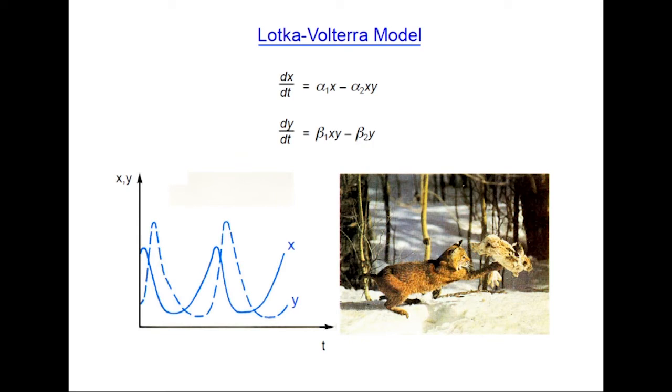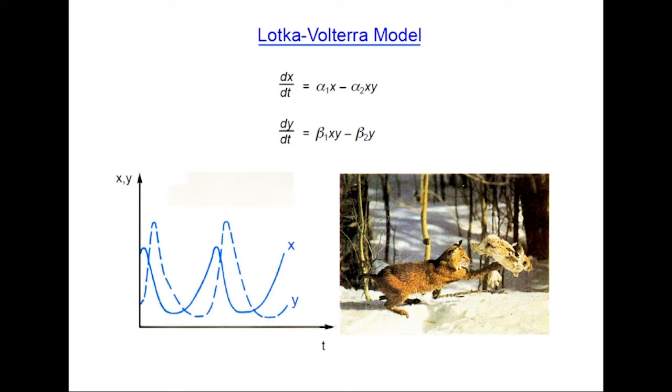And the solution of these equations under certain conditions shows indeed this oscillatory behavior as we have seen. So the concentration of the hares, the full line, and the concentration of the lynxes, the dotted line. This is a solution to the problem. And this is why this area is sometimes called nonlinear dynamics. These are nonlinear differential equations which are able to account for this degree of complexity.